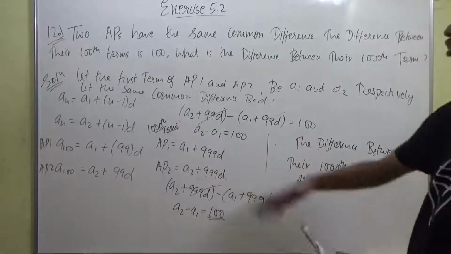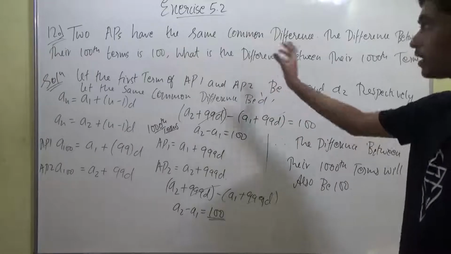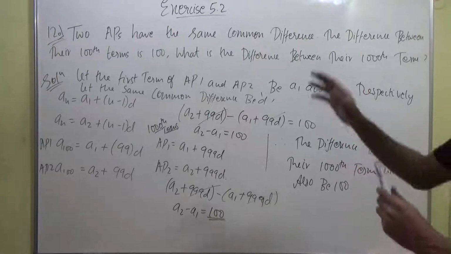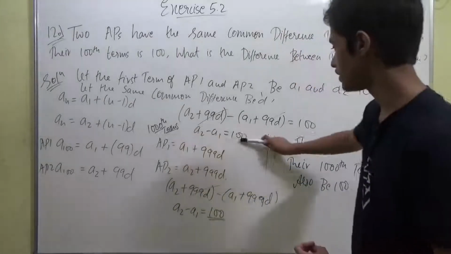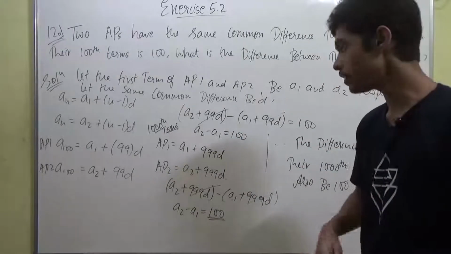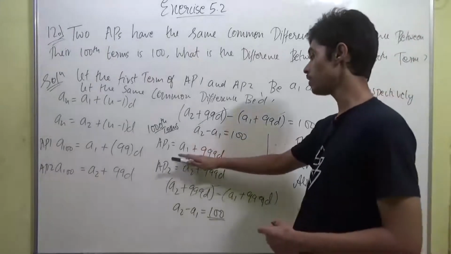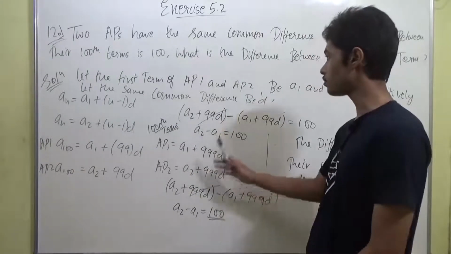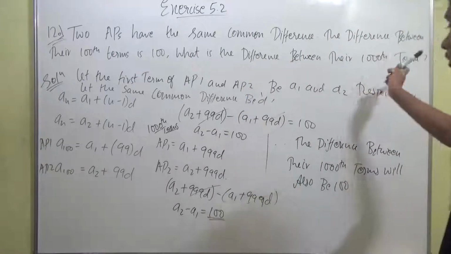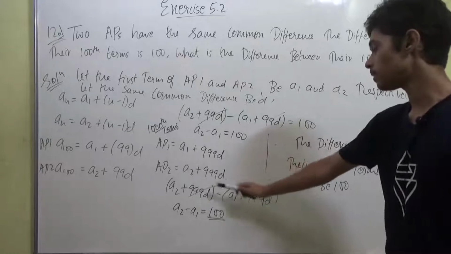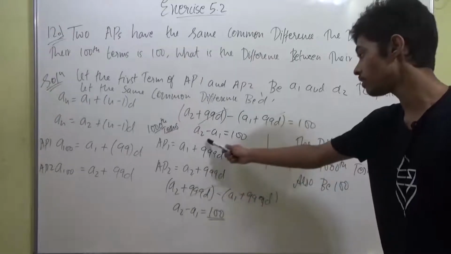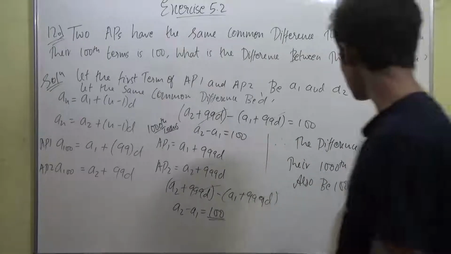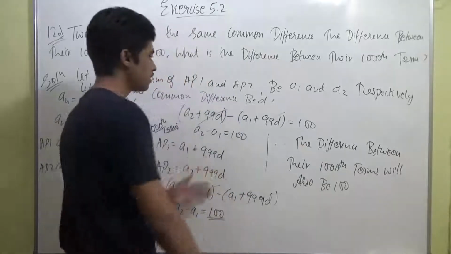So what we did: first we assumed they said the difference is the same between two APs, and they said the difference between the 100th terms is 100. That was the first condition. Using that condition we did this, then we got A2 minus A1 as 100. After that, we formulated the equation for the 1000th term, that became A1 plus 999D, and then we just subtracted. To find the difference, we subtracted it. Then we again got A2 minus A1, equal to 100, which we got in the previous step itself. So we concluded that the difference between their 1000th terms will also be equal to 100, right, guys?